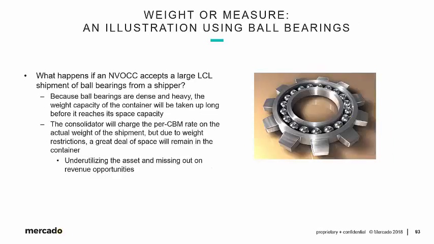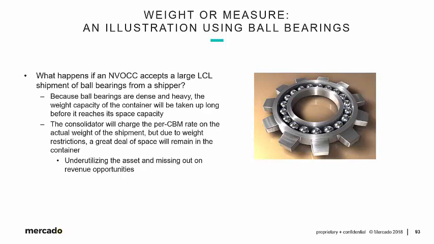Let's go to the other extreme, an illustration using ball bearings. What happens if an NVOCC accepts a large LCL shipment of ball bearings from a shipper? Let's say 10 tons, 20 tons. Let's go a little bit higher, 20 tons of ball bearings, or the equivalent of 20 cubic meters. Because ball bearings are dense and heavy, the weight capacity of the container will be taken up long before it reaches its space capacity. It's the exact opposite of what we were just talking about with the ping pong balls.